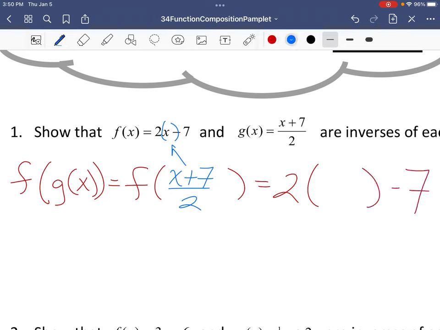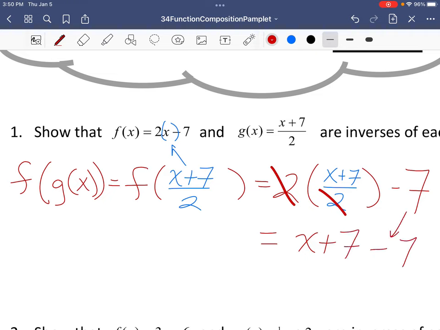Now when I plug it in, I'm going to have a nice parenthesis ready. I still have my 2 and I still have my minus 7, but here comes the x plus 2 over 2. Now I know it's a fraction, but look what happens. The multiply and divide by 2 cancel out. So I'm just left with x plus 7.